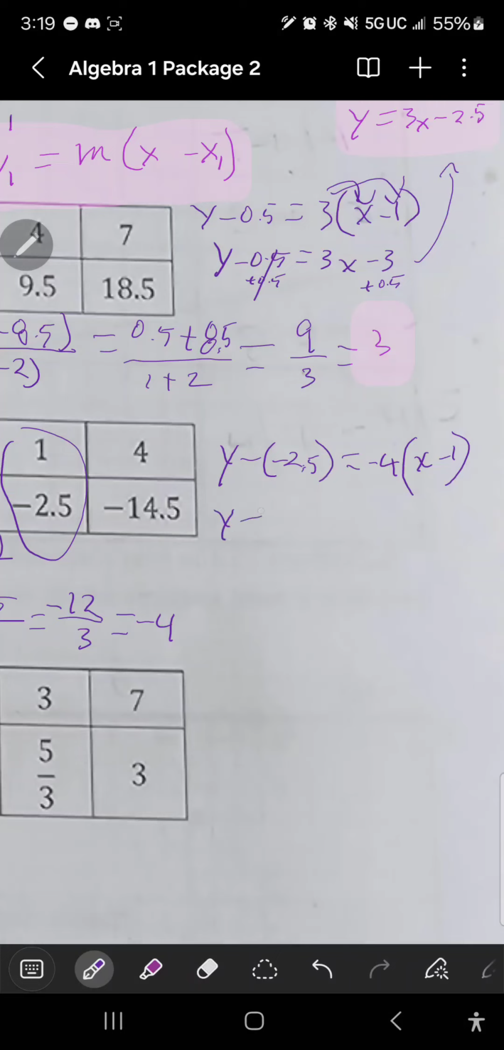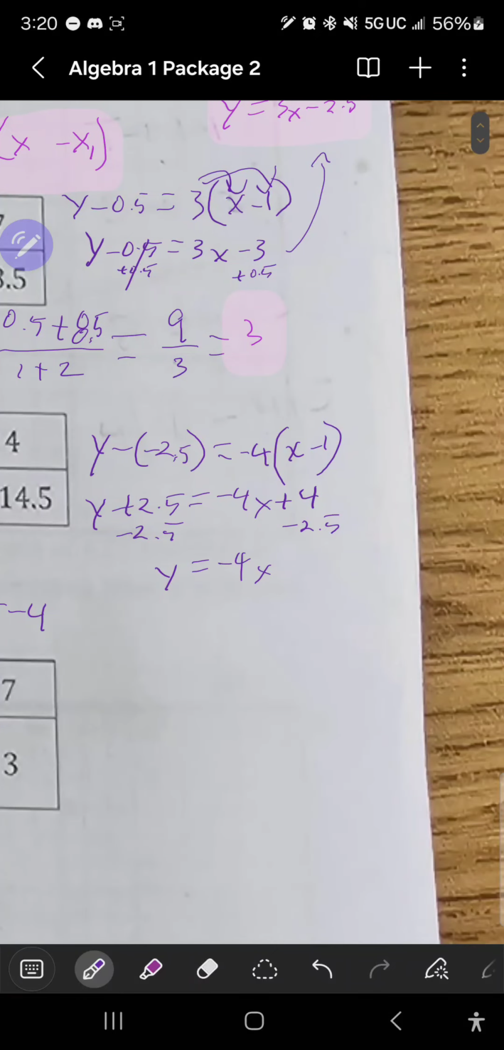So we have that y plus 2.5, since minus is positive, equals negative 4x, and negative 4 times negative 1, since they have the same sign, our result is going to be positive, and 4 times 1 is just 4. Now we subtract 2.5 from both sides, and we have that y equals negative 4x, and now 4 minus 2.5 is just 1.5 positive. This is our equation.